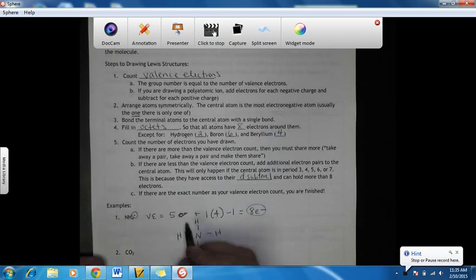The other thing that we have to do for polyatomic ions is we put them in brackets like this, and we put their charge out here.